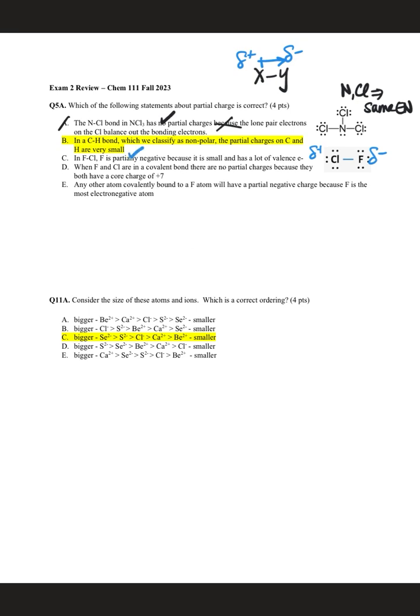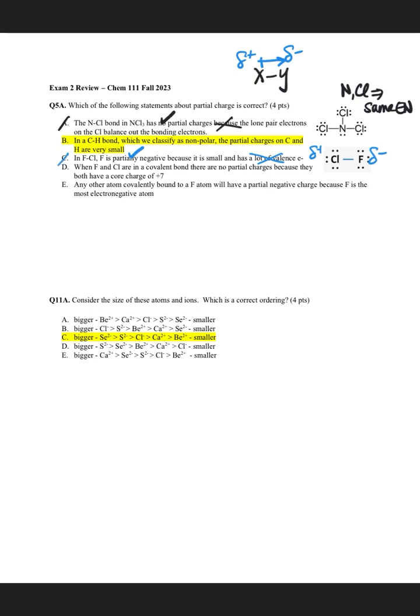So this part is true. It is partially negative. But the question is, is it because it's small and has a lot of valence electrons? Well, it might have to do with it being small. That might contribute to the electronegativity, but largely it has to do with fluorine having a core charge of +7 in a very small atom, as opposed to +7 in a larger atom. So it doesn't really have to do with there being a lot of valence electrons. So we're going to eliminate choice C.